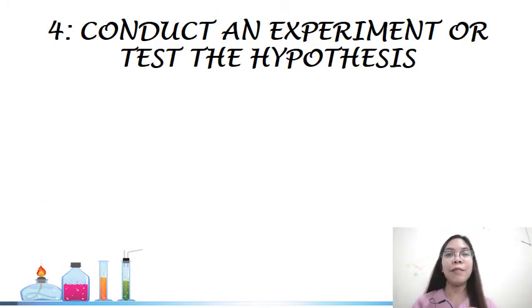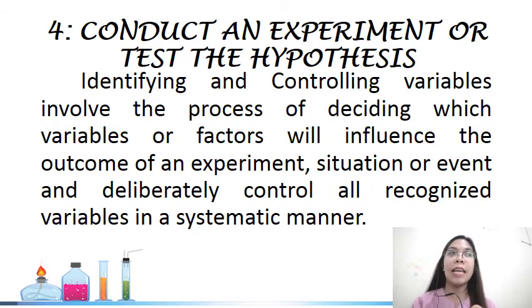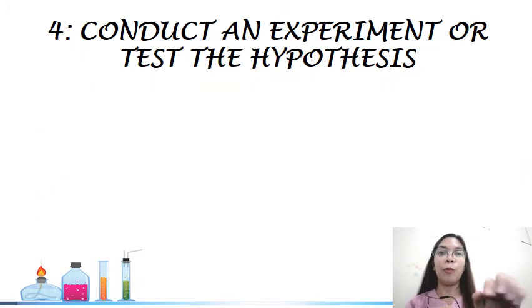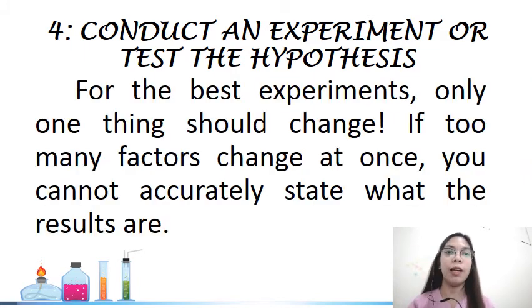Okay, so identifying and controlling variables involve the process of deciding which variables or factors will influence the outcome of an experiment, situation, or event, and deliberately control all recognized variables in a systematic manner. Okay, so when you do the experiment, make sure that only one thing should change. Kasi kung hindi, maybe your outcome will be inaccurate or magiging mali na yung result ng inyong experiment.